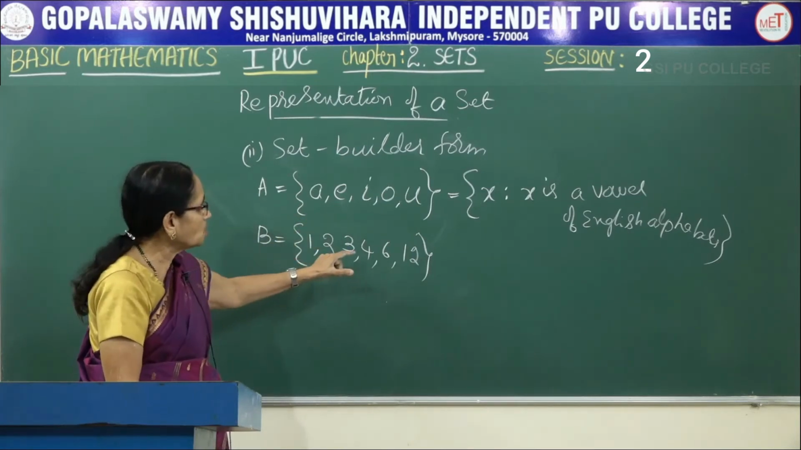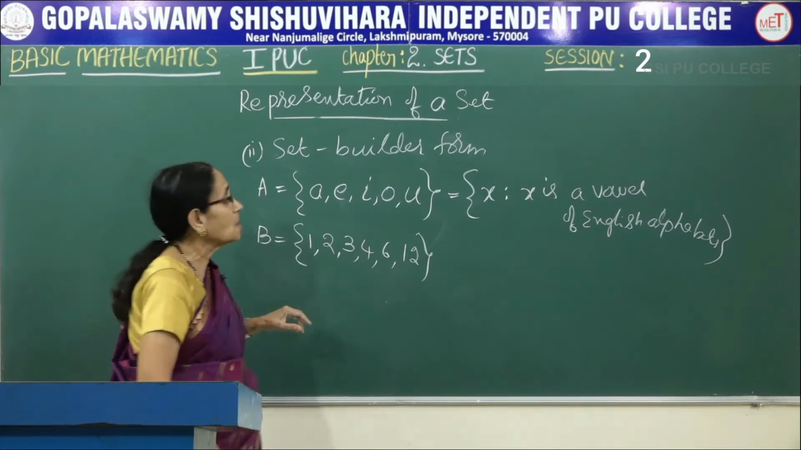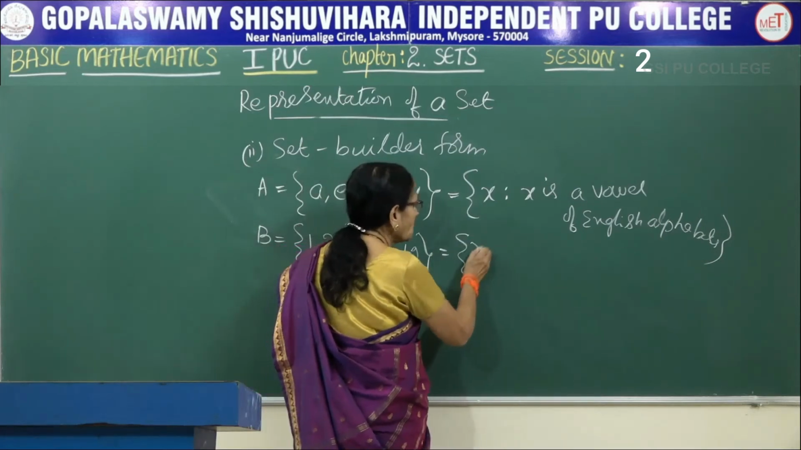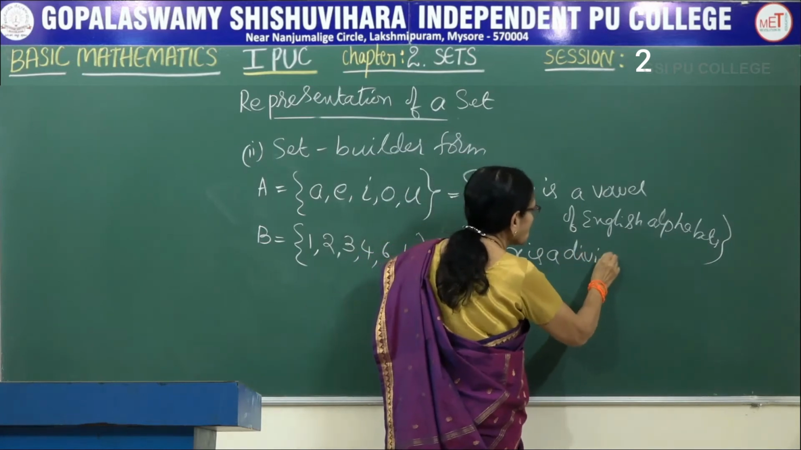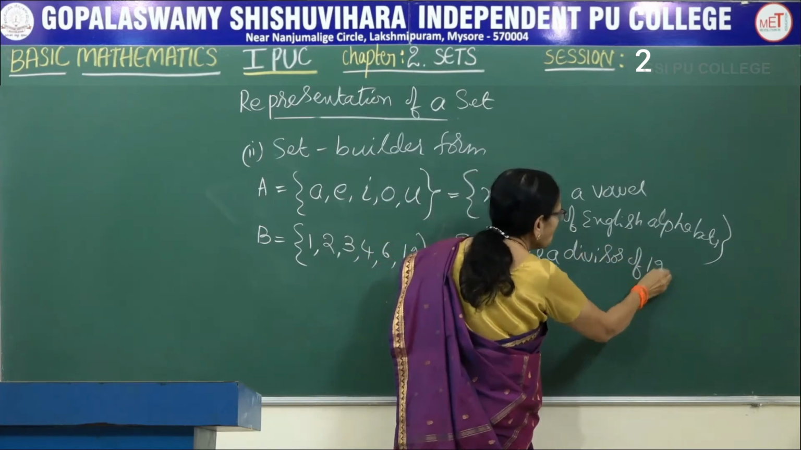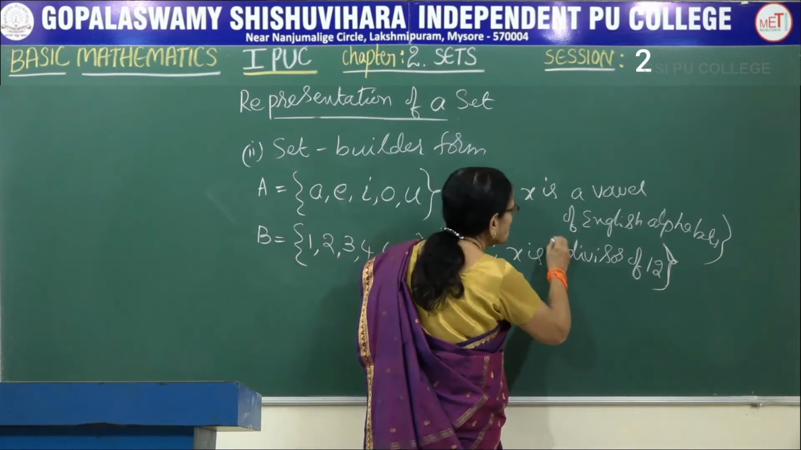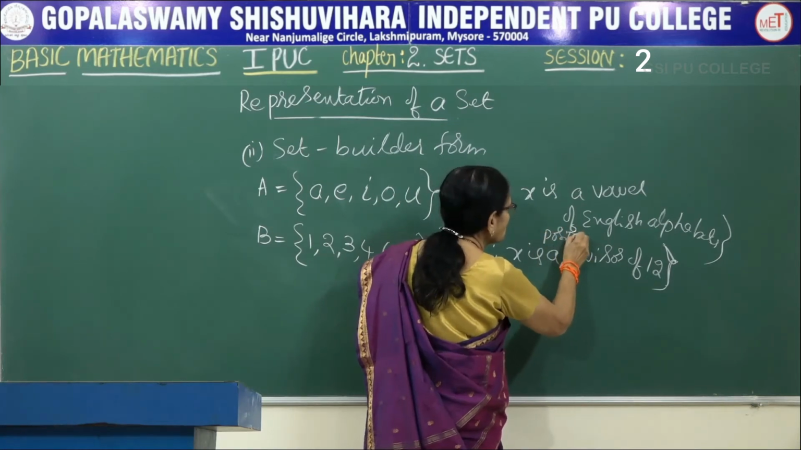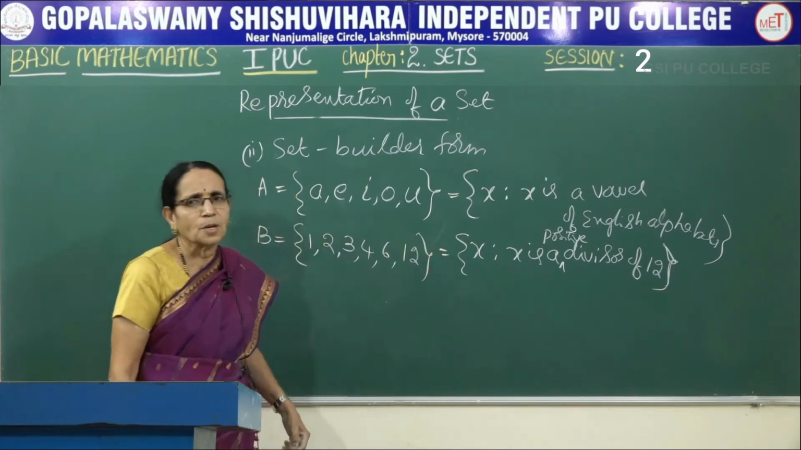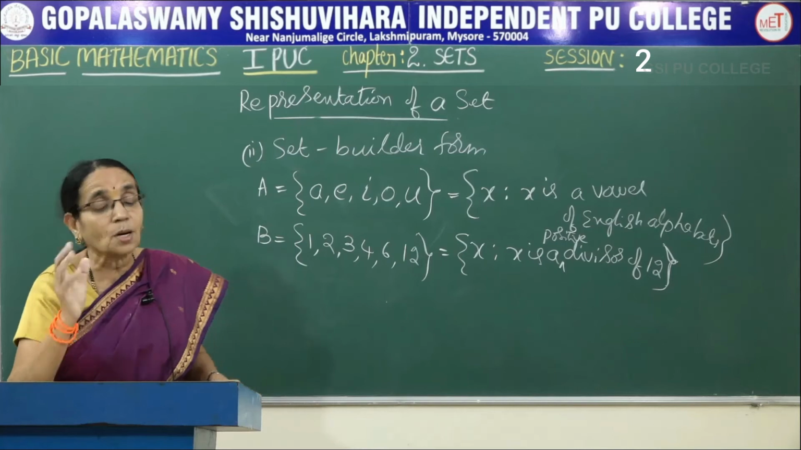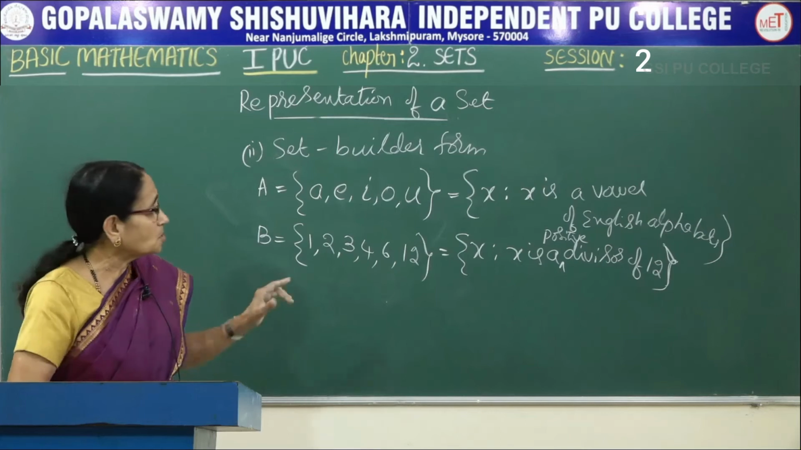Look at this one: 1, 2, 3, 4, 6, 12. What was the rule I had told you before you wrote the elements here? The rule I had told you is that x is a divisor of 12. Or you can write x is a positive divisor. We use the word positive, or you can write x is a natural number that divides the number 12 here. So that is the rule.